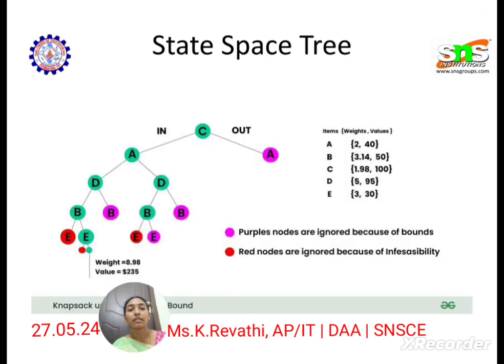Here is the example for the knapsack problem state space tree. State space tree is nothing but a tree representation of the problem. Here, purple nodes are ignored because of exploring the bound values, and red nodes are ignored because of an infeasible solution of the given problem.